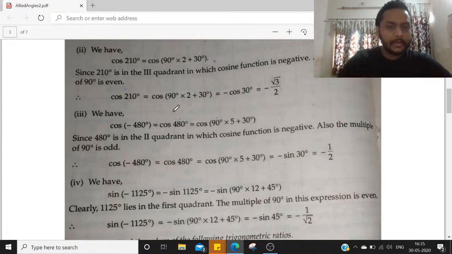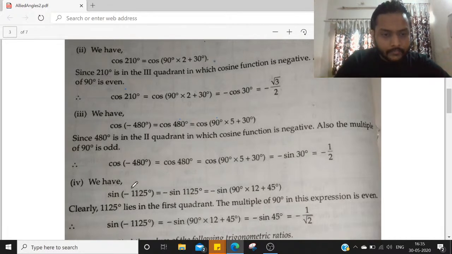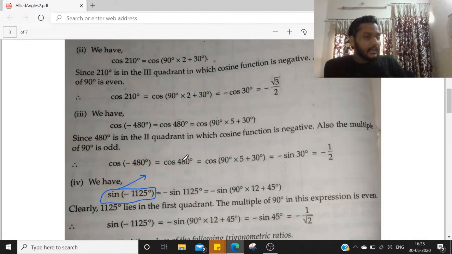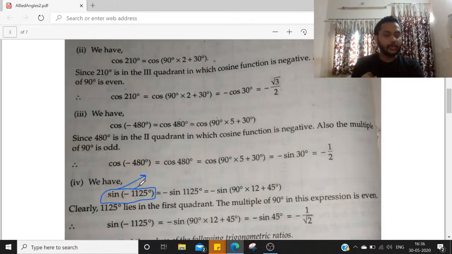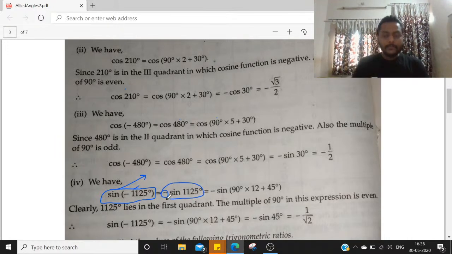Okay, so now when I'm clear with this, when I understand how we did this, let's move ahead. The next is sine of minus 1125 degree. Okay, the trigonometric ratio that I have is sine of minus 1125 degree. That's what I have. Now, you can write your sine of minus 1125 as minus sine of 1125. Is that clear to you?